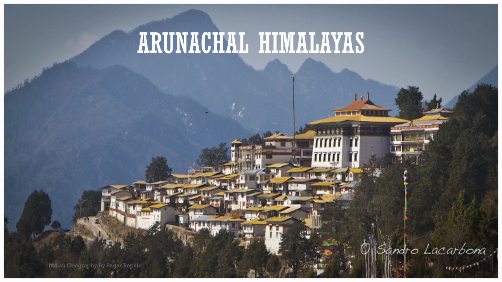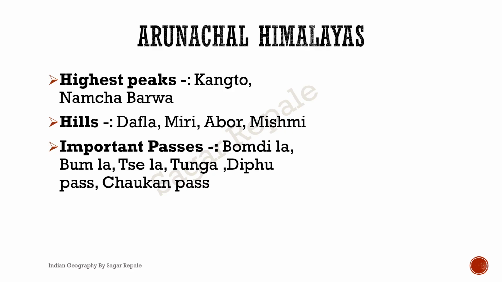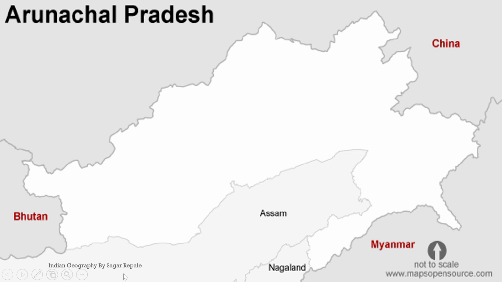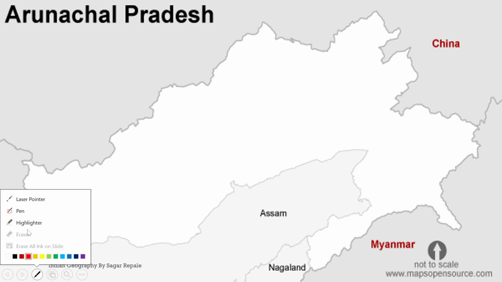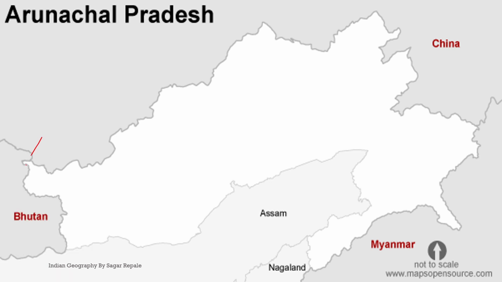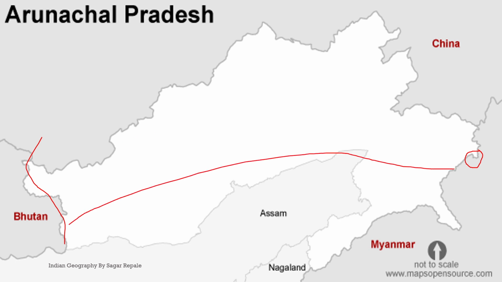So the Arunachal Himalaya is present in the state of Arunachal Pradesh. If you see the borders of the Arunachal Himalaya, it is from the Bhutan Himalayas to the Difu Pass. This is the easternmost pass of India, Difu Pass. So this entire region from Bhutan Himalaya to the Difu Pass is covered under the Arunachal Himalaya.